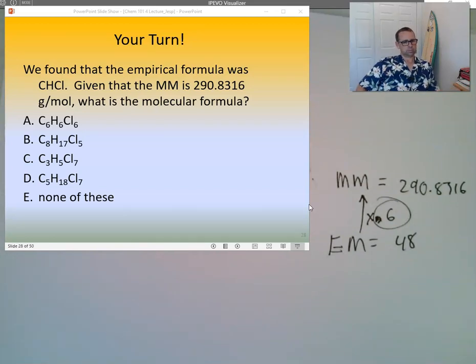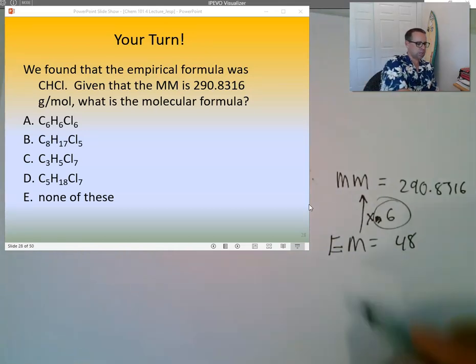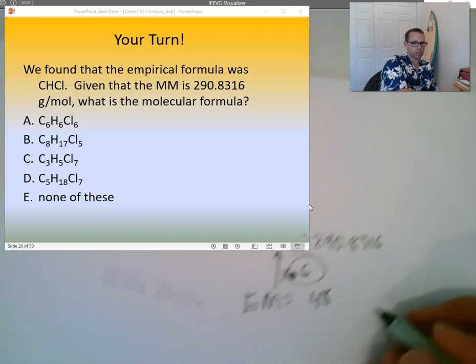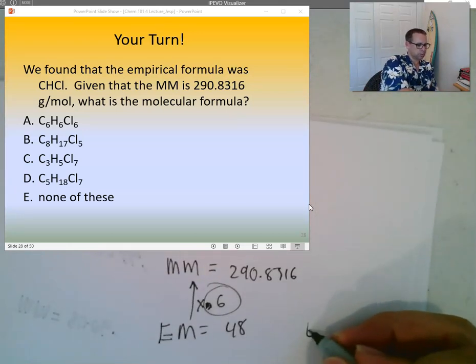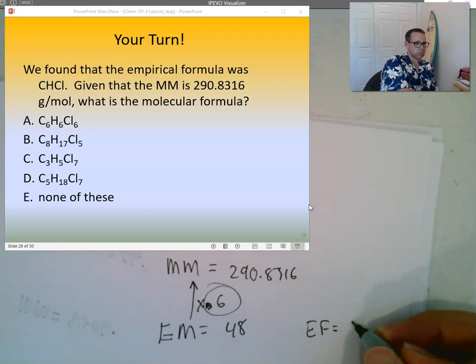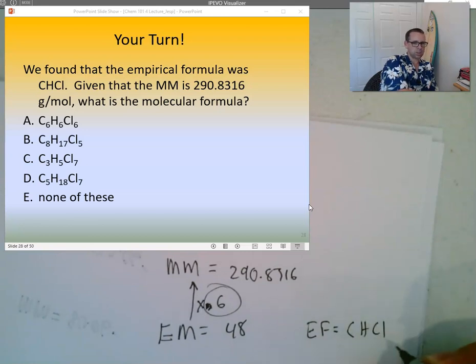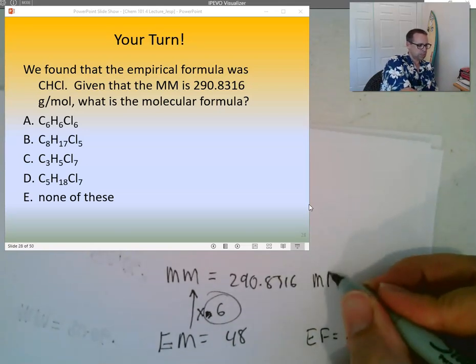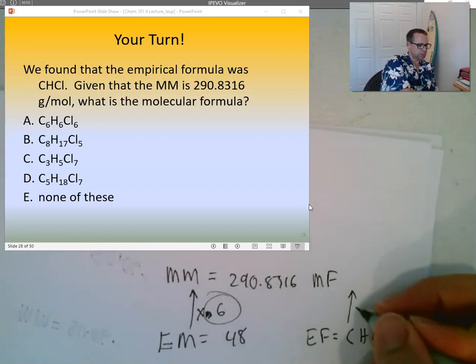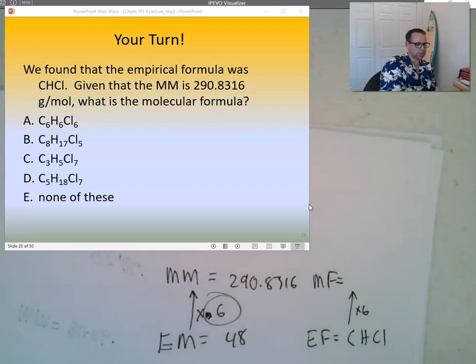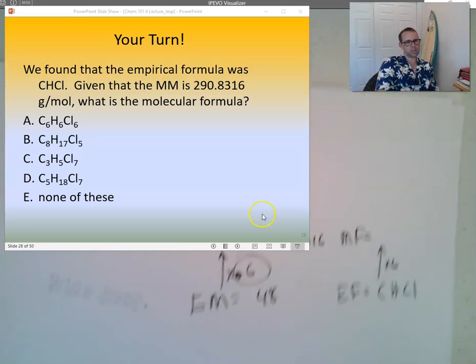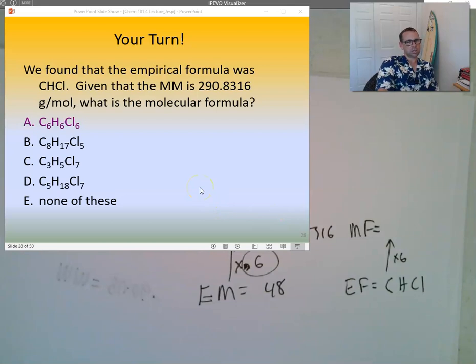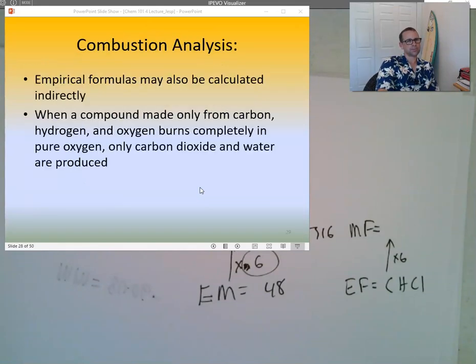It makes you 2 away. You just have to take the empirical formula, right? Empirical formula, which is CHCl. And to get to the molecular formula, you use the same multiplier. So it must be what? What's the molecular formula? A. A, that's right. C6H6Cl6. Okay, very good.